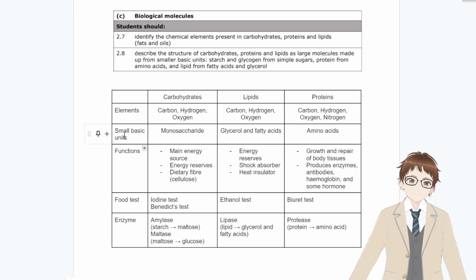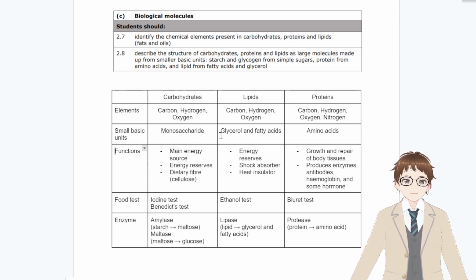Okay, so next, small basic units. For carbohydrates, it is called monosaccharide. I do not know if I pronounce it right, but most likely I pronounced it wrong, so do not care about it, please. Next, for lipids it is glycerol and fatty acids, and for protein it is amino acids.